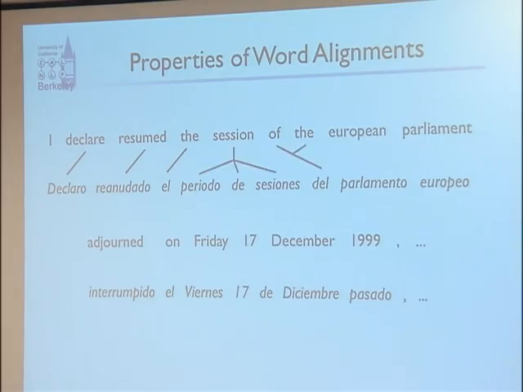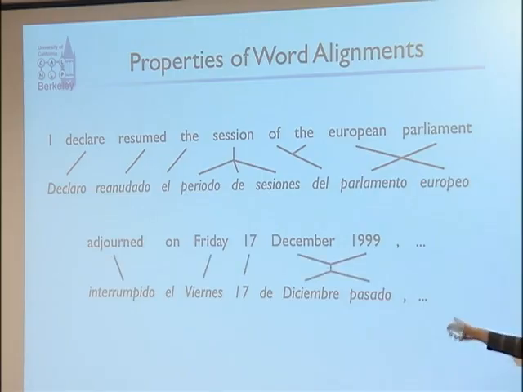Now, there are more words to express this concept of session in the Spanish than there are in the English. In the Spanish, there's a contraction of de and el to del. In the English, there's 2 words. So now we have some one-to-many and some many-to-one structures. We have some crossing structures. So we talked a lot about reordering before. Here's some reordering that goes on.